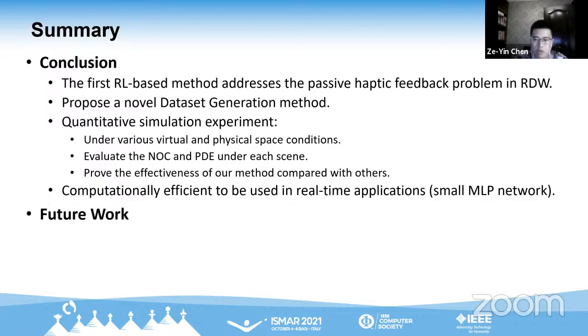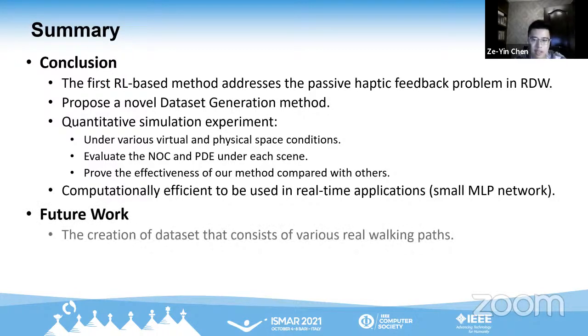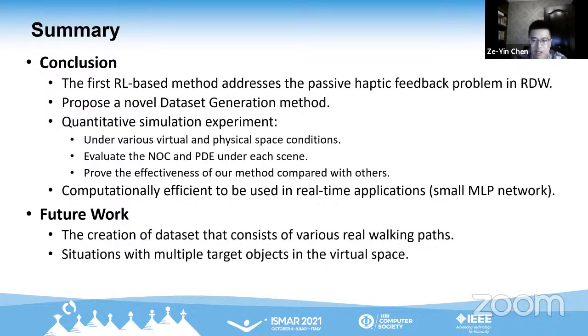Although various experimental results demonstrated the good performance of the proposed reinforcement learning-based approach, it has limitations that reveal future research directions. First, the walking behavior of simulated paths and real human walking paths can be different. The creation of a dataset that consists of various real walking paths is an ideal solution. Then our approach is based on an assumption that there is only one single target object in the virtual space for interaction. However, it may be expected to interact with multiple target objects in the virtual space, and we hope we can improve the approach to handle such situations.